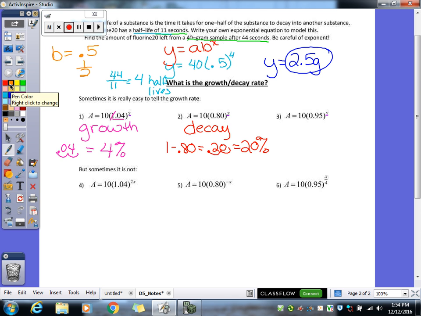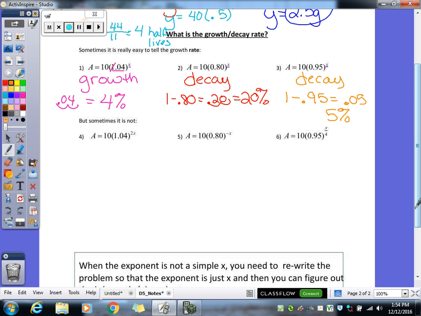So how about a third example, growth or decay? Decay. So again, I'm going to do 1 minus my decimal to figure out what my rate of decay is. 0.05, which would be 5%. So that has a decay rate of 5%. So I said, those ones are a little easier.